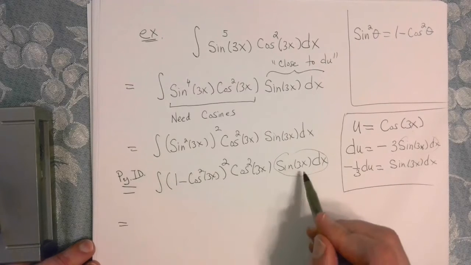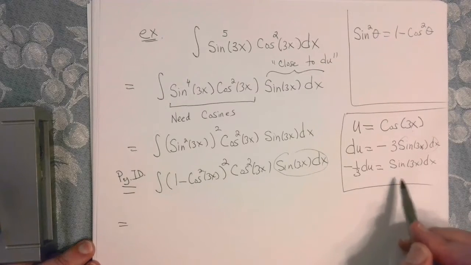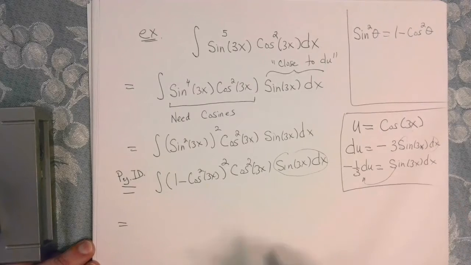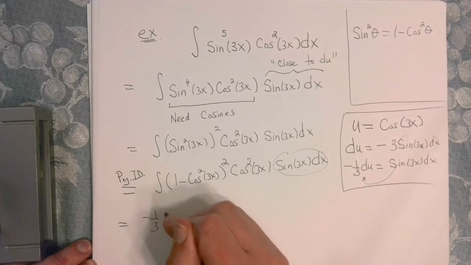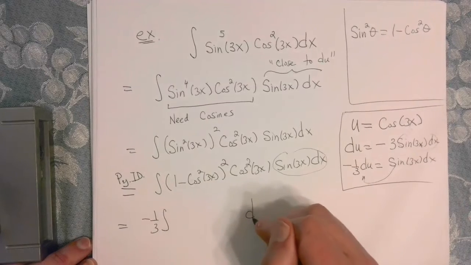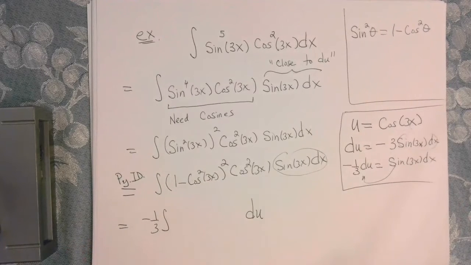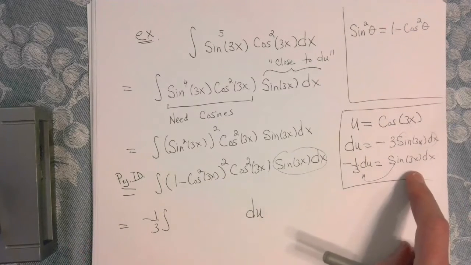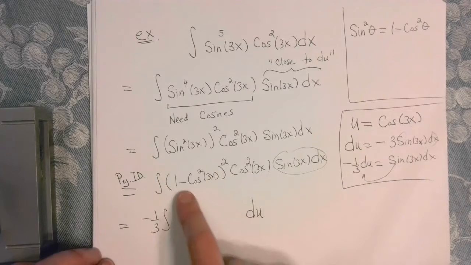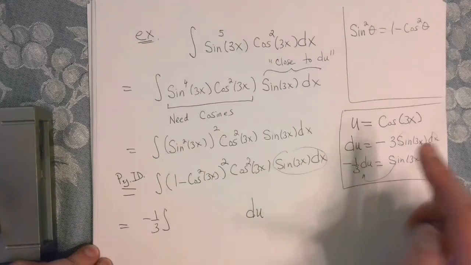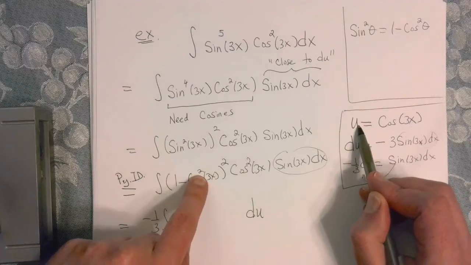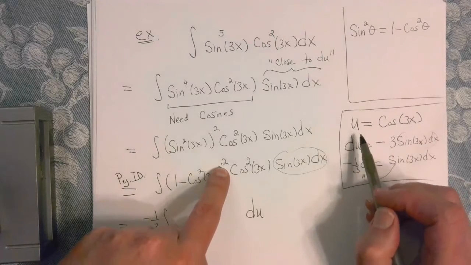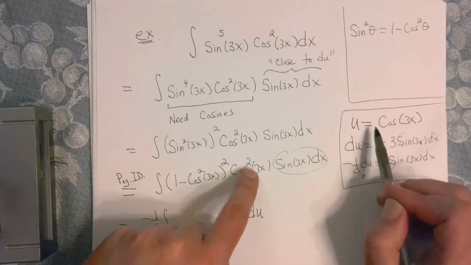So by our substitution, this quantity right here is replaced by this. So this gets replaced by minus 1/3 du. So that's this. Now here I've got 1 minus, so this is u, right? So 1 minus u squared, quantity squared, times u squared.